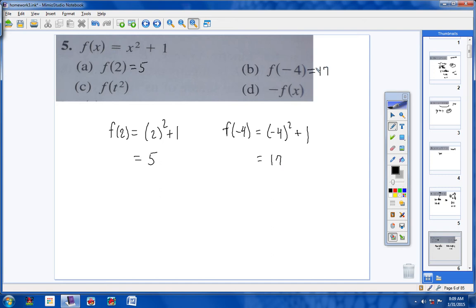Alright, moving on to the next one, t squared. Everywhere there's an x, we're going to put t squared. So t squared to the second value. T squared for x squared. That's going to give you t to the fourth value plus 1. Times 2 is 4. You do not add them, you multiply them.